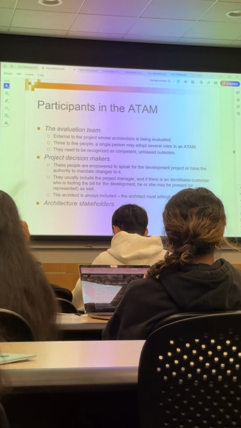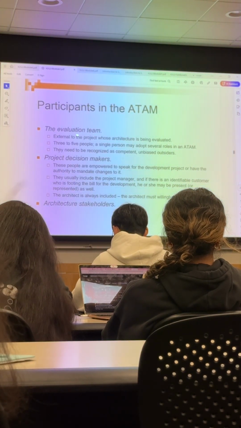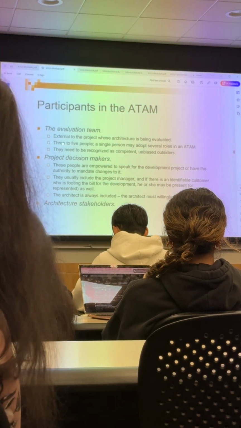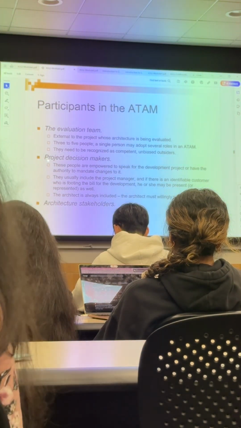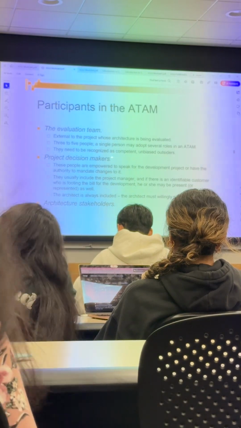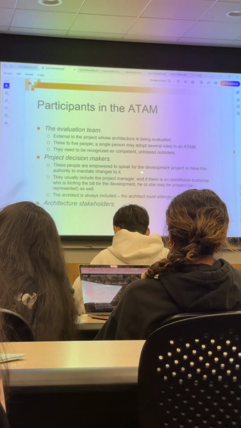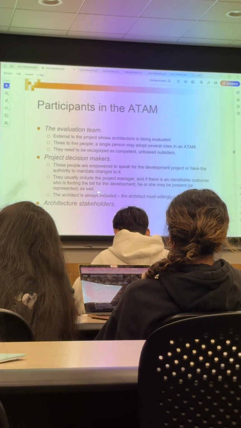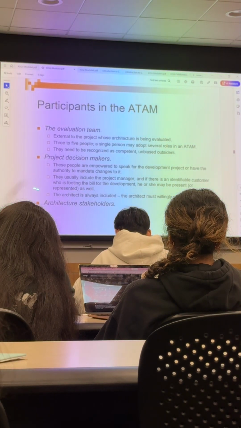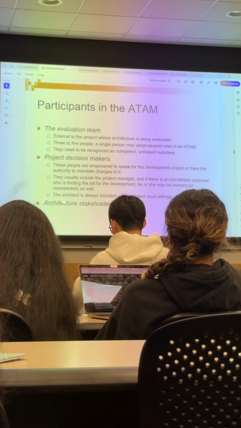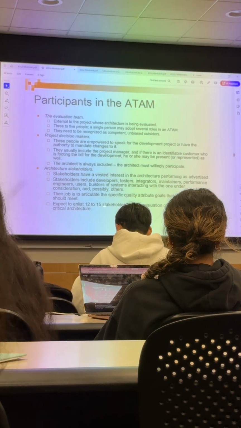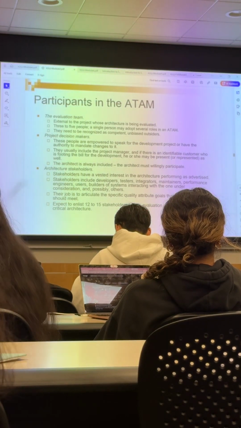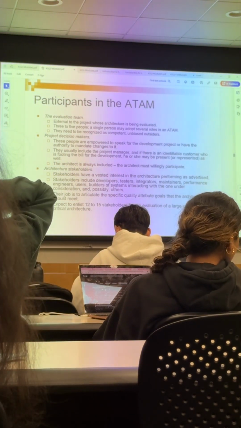In participants in ATAM, we have an external evaluation team, typically 3 to 5 people who are domain specialists. They should know the architectures. Project decision makers, they are part of this process, so we need to include the project manager, and obviously the architect is part of the project decision makers because they are key to this whole process. Architecture stakeholders, they are roughly 12 to 15, and we need to include roughly all the stakeholders as part of this process.